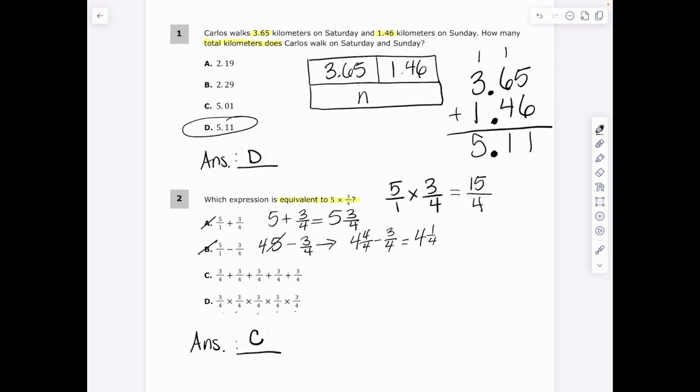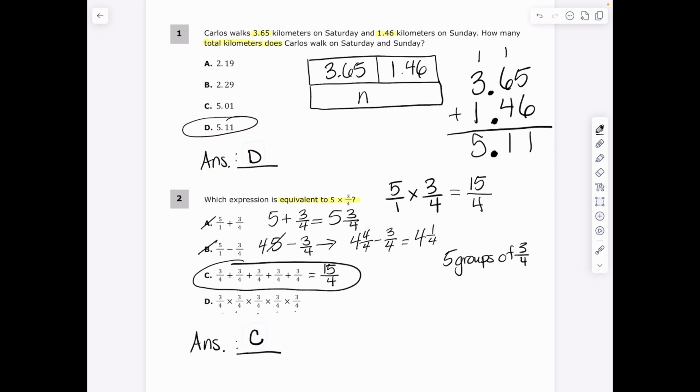5 times 3/4 just means that I have 5 groups of 3/4. And that's kind of what I have here, right? I have 3/4 plus 3/4 plus 3/4 plus 3/4 plus 3/4. And when I add them all up together, I have 15/4, which is the same. So these have the same value.